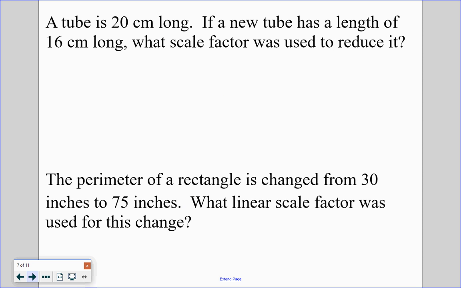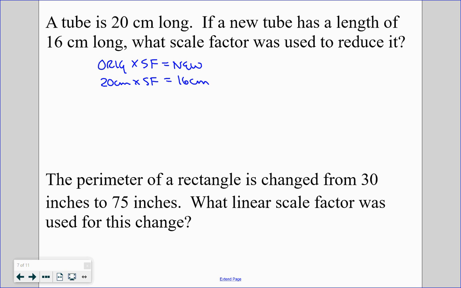Okay, a tube is 20 centimeters long. A new tube is 16 centimeters long. What scale factor was used to reduce it? So again, we're just going from centimeters to centimeters, so we're just going to use our plain old original times scale factor equals new. So we're going to go 20 centimeters times scale factor equals 16 centimeters.